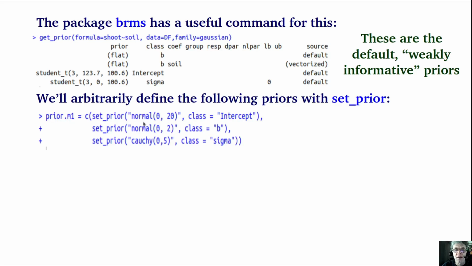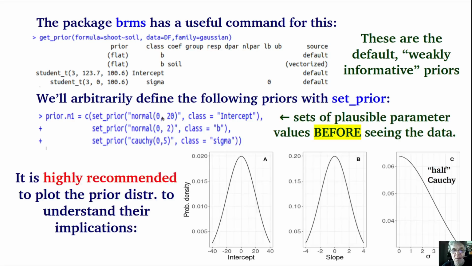So we set the prior normal with a mean of 0 and a standard deviation of 20 for the intercept. We set a prior of normal with a mean of 0 and a standard deviation of 2 for the slope. And we use the Cauchy distribution, which is a sort of Gaussian-looking distribution with thicker tails, for the class sigma. Class sigma is the standard deviation. It's a lot easier to explain the implications of these priors if we plot them, which is what we are going to do now.